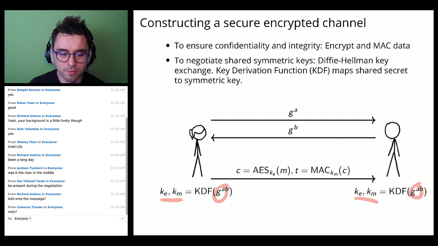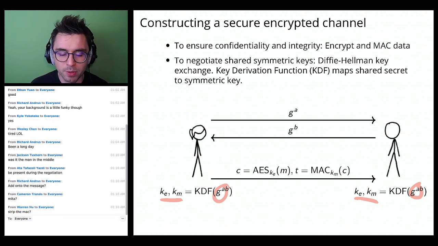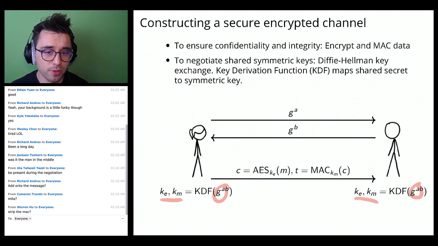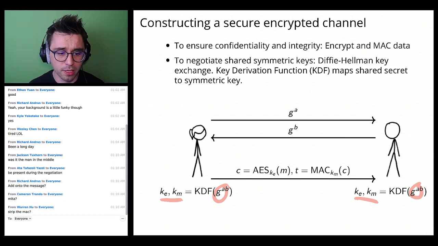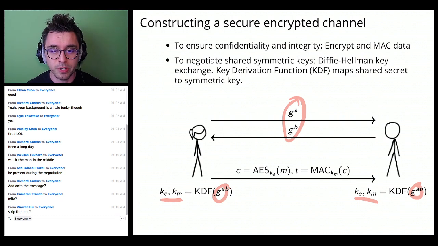Yeah, so they can man in the middle. I mean, they can strip the MAC, but if they strip the MAC, then you at least know that's an easy thing to detect, right? But they can actually carry out a man in the middle attack, right? So somebody that intercepts GA and GB.